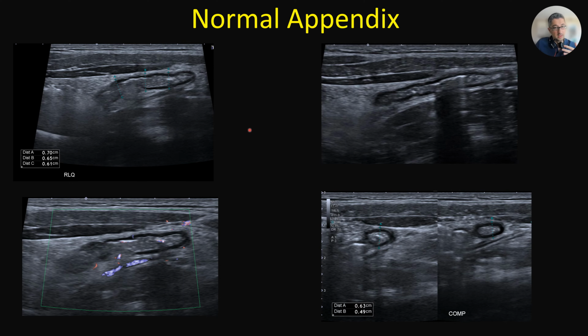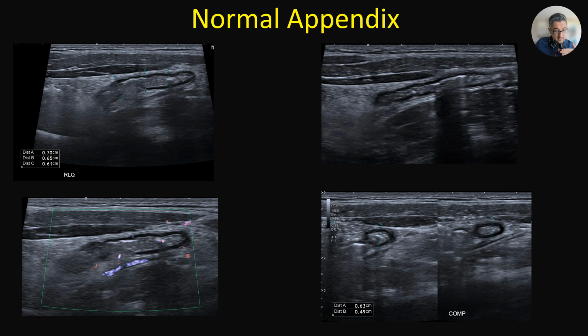Another example, this is an appendix measuring up to 7 millimeter. It's over 6 millimeters, and there is some gas in it. Gas is actually a sign of a normal appendix because there is gas extending from cecum into the appendix, so there is no obstruction. However, in the advanced cases, when there is necrosis in the wall, we can see gas as well. So gas means a normal appendix or a very advanced necrotizing appendicitis.